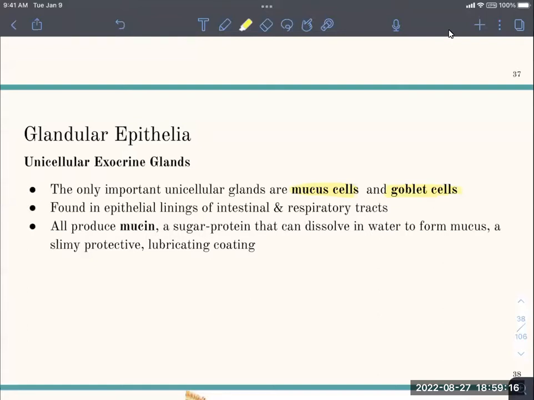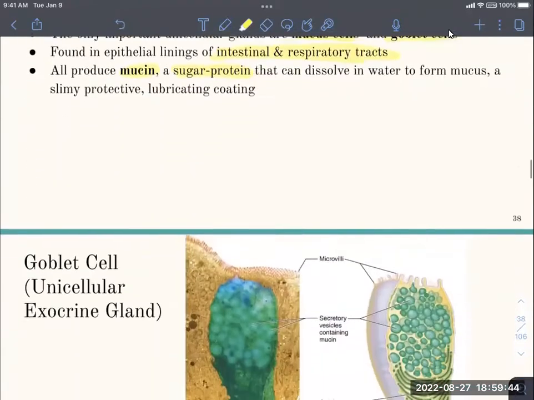It only takes one cell. They're found usually in the intestinal tracts and the respiratory tract. They all produce what is called mucin, which is a sugar protein. It can be dissolved in water to form a mucus, and it's kind of slimy, and it helps protect. It also lubricates, like in the intestines. It helps to lubricate those intestines.